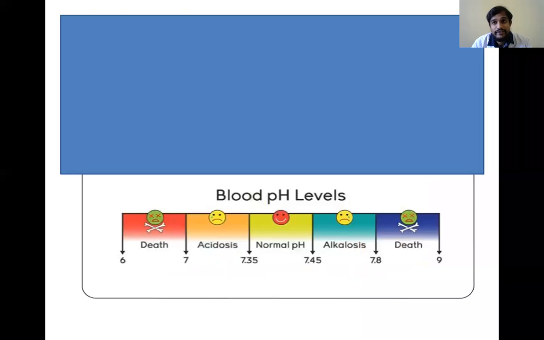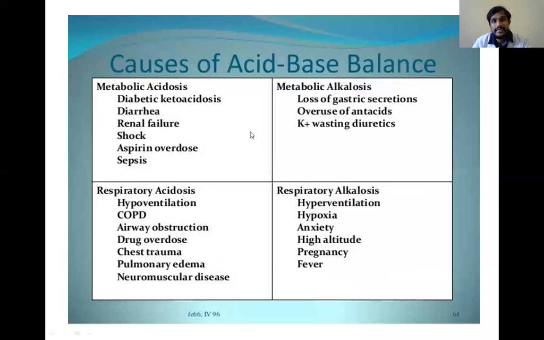So when, in different diseases, these mechanisms are affected, it leads to disturbance in the acid-base balance, which leads to variation of pH, whether it is acidosis or alkalosis. So in different conditions, we can see acidosis and alkalosis. It can be metabolic acidosis, metabolic alkalosis, respiratory acidosis, or respiratory alkalosis, depending upon different conditions.